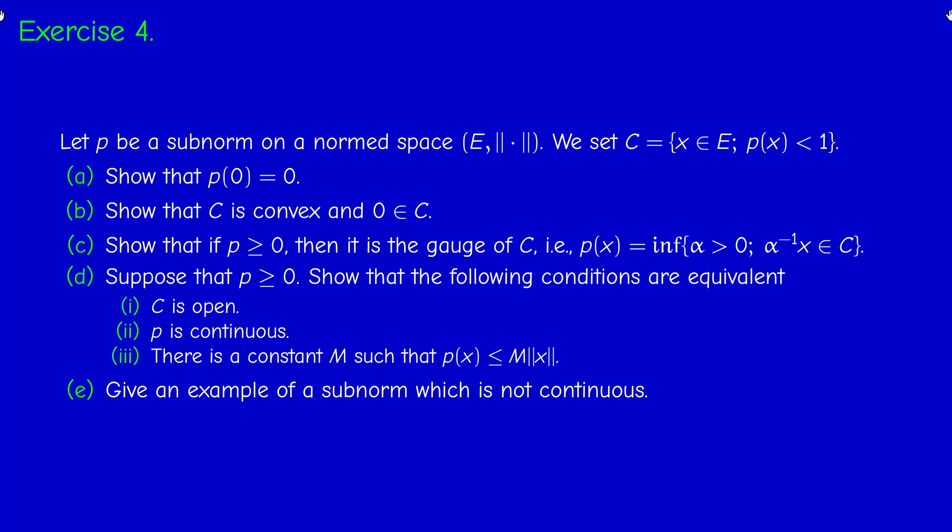And fourth question, we have to show that if P is non-negative, then there is an equivalence between saying that C is open, P is continuous, and saying that P is less or equal than m times the norm of X. And we have to give an example of a subnorm which is not continuous.